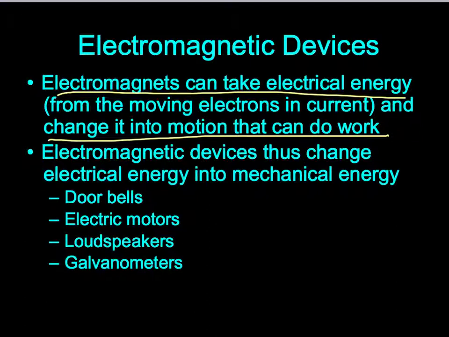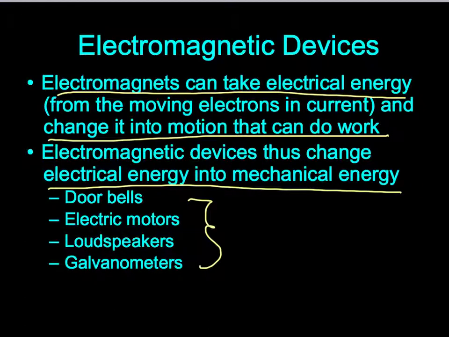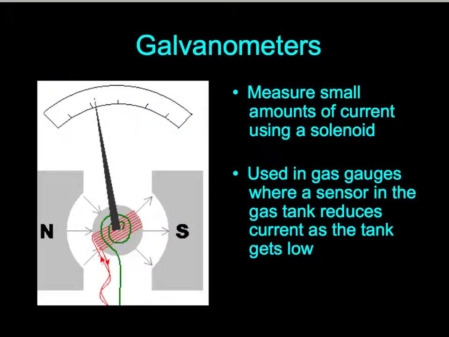Electromagnetic devices change electrical energy into mechanical energy, and here are some examples. When you ring a doorbell, when you use an electric motor like we did Tuesday and Thursday, loudspeakers and galvanometers. A galvanometer is used to measure a small amount of current, and some places that you might see those are gas gauges.